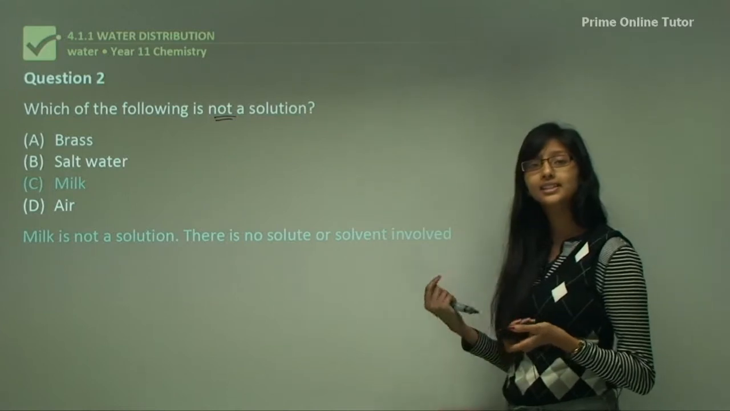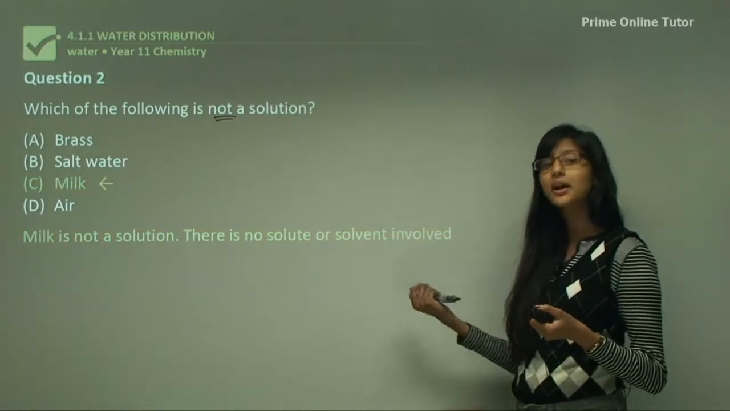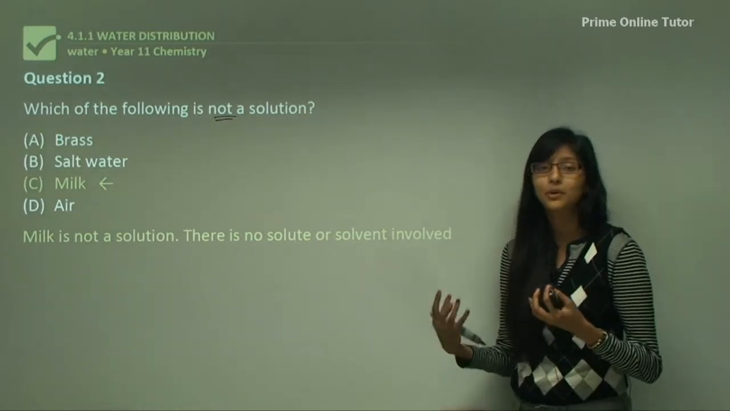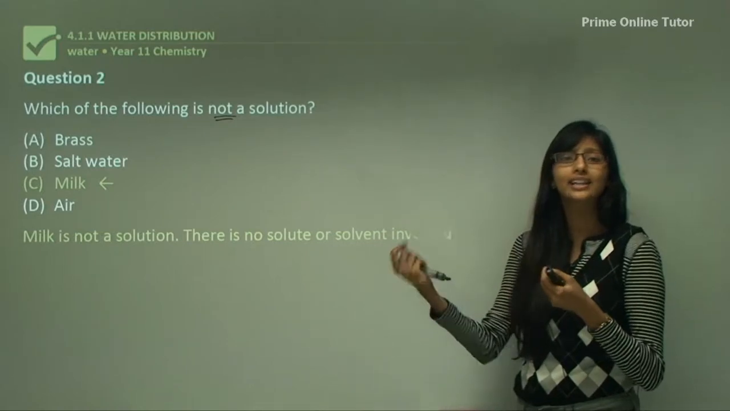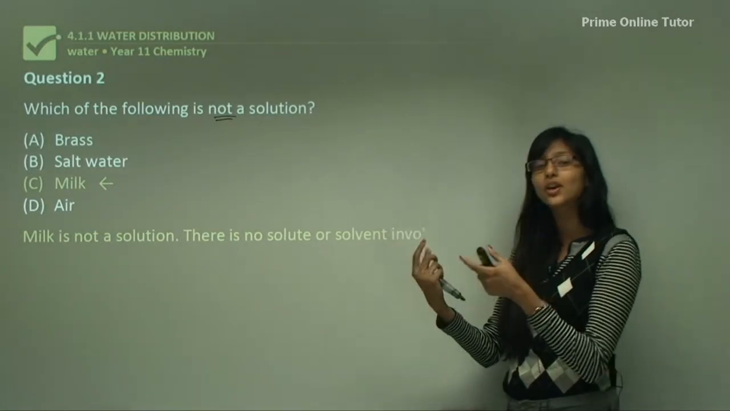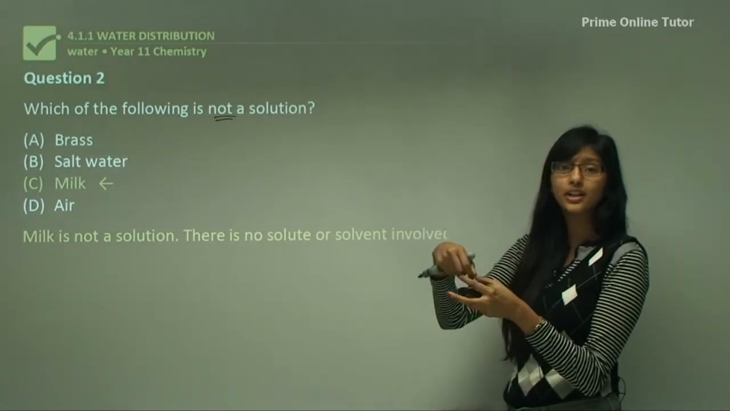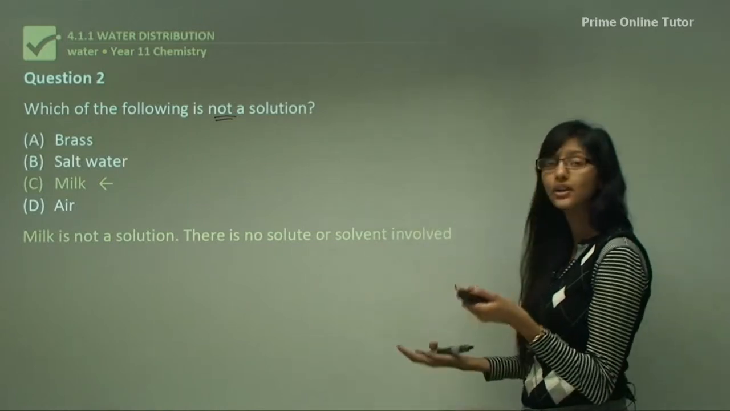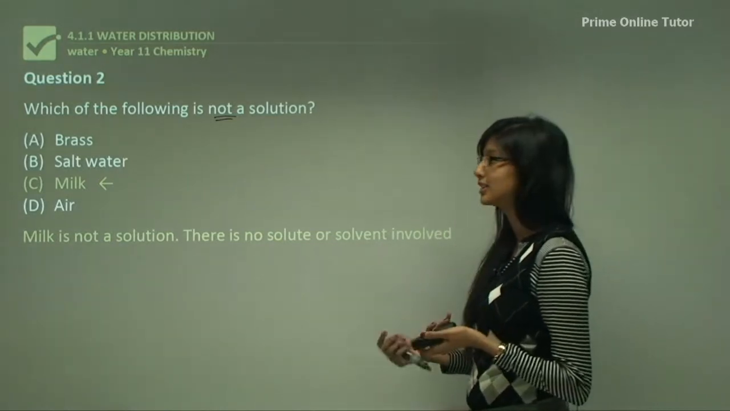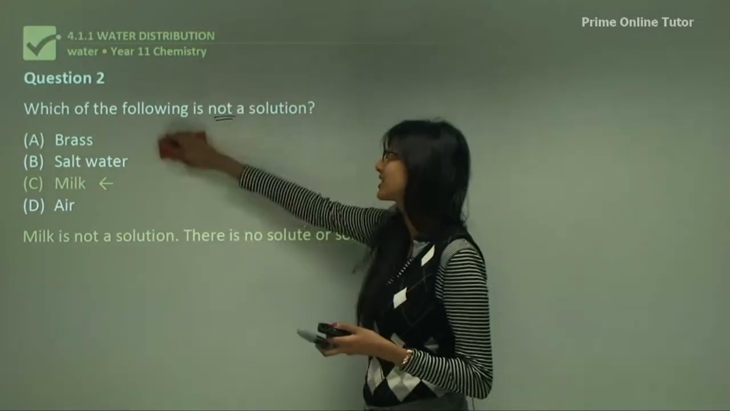So what is our answer? Our answer is milk. And why is milk not a solution? Because milk comes out pure. For example, when you're milking cows, you're not adding anything to produce the milk. It comes out by itself. So you're not dissolving some solid particle in the water to form your milk. It is a pure substance. Therefore, milk is not a solution, and our answer is C. Now let's move on to question 3.